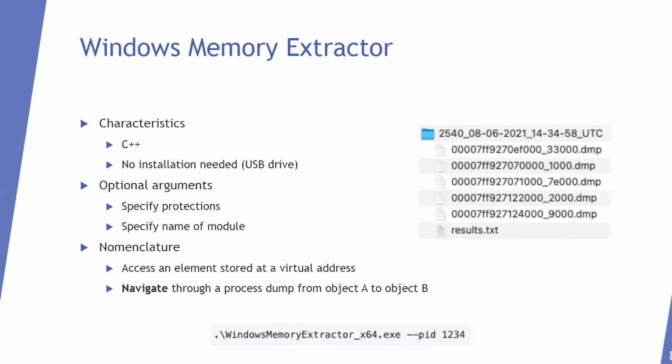With this nomenclature, given a virtual address, we can know the file to which it corresponds and the exact location inside that file. As a result, we can access an element which is stored at a particular virtual address, which allows us to navigate through a process dump from an object A to an object B. Because if the virtual address of the object B is stored inside the object A, and we can locate the object A, we are going to be able to locate object B.